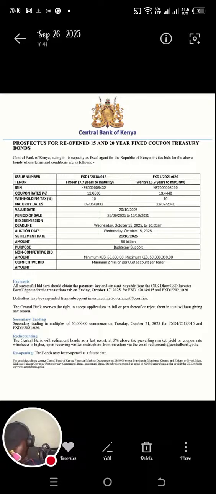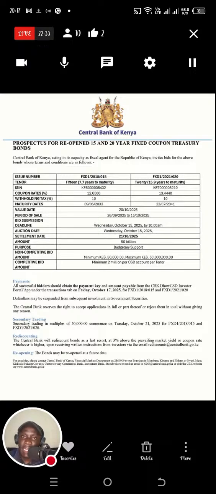So they are rejecting bids without any apologies. So the auction is the one that will determine which bids were successful and which ones were not. Once your bid is successful, the Central Bank of Kenya will notify you that your bid was successful. They will then send you what we call the payment key, and the payment key is a code very similar to that of an M-Pesa transaction that you will use to make payment to the Central Bank of Kenya.